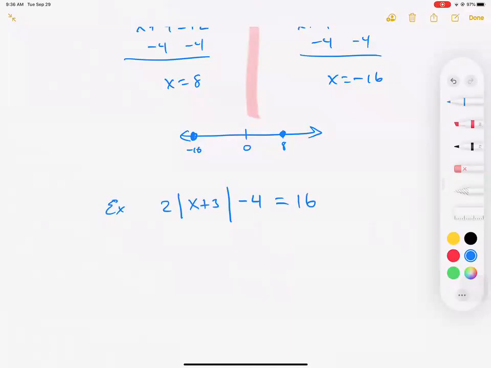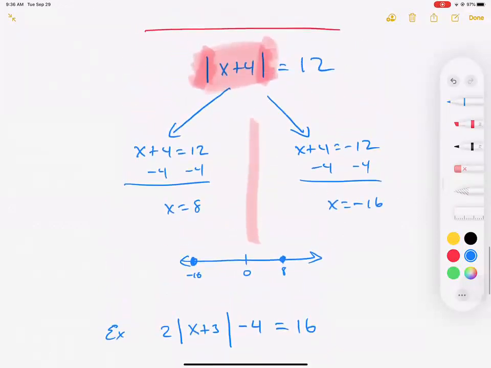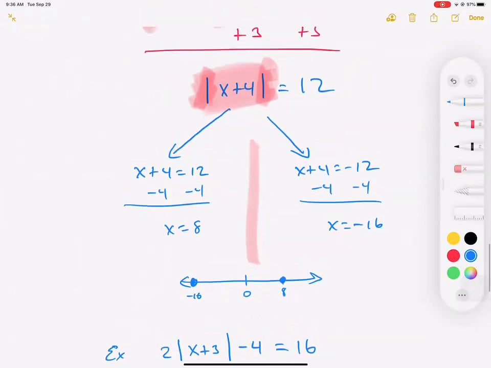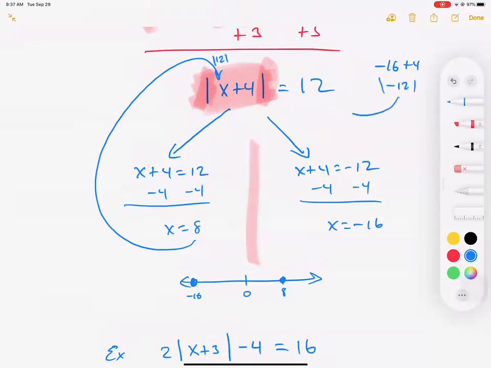A question was, do the results turn positive? No. What happens is we are not using the absolute value. We are trying to figure out what would work to solve this absolute value problem. So back here real quick, if I plug in 8, would you agree 8 plus 4 is 12? And the absolute value of 12 is 12. That works. And then -16 is my other answer. -16 plus 4 gives me -12. And the absolute value of -12 is going to be a positive 12.